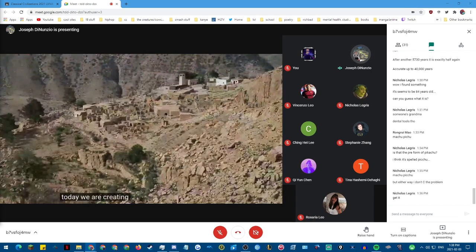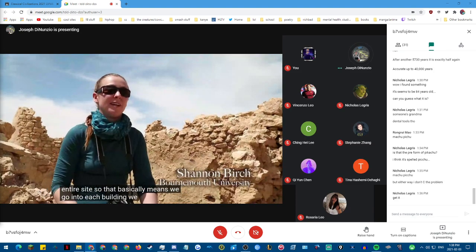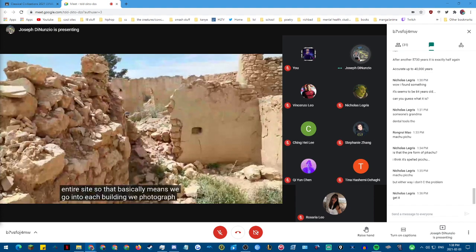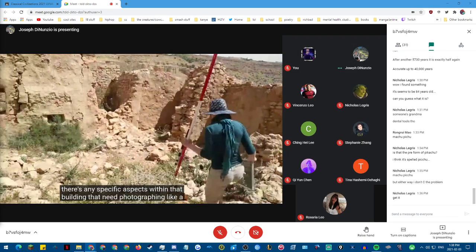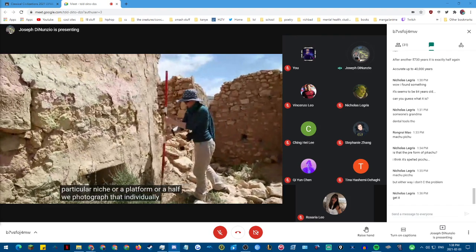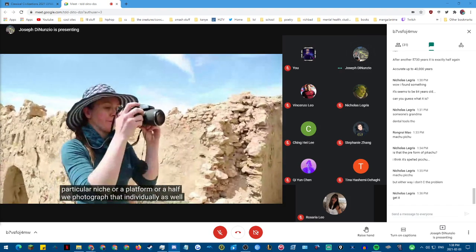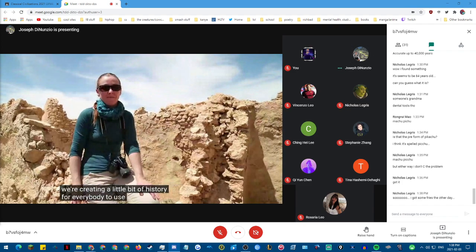Today we are creating a photo log of the entire site. So that basically means we go around to each building, we photograph the whole building generally, and then if there's any specific aspects within that building that need photographing, like a particular niche or a platform or a hearth, we photograph that individually as well. The nice part about this project is that we're creating a little bit of history for everybody to use.